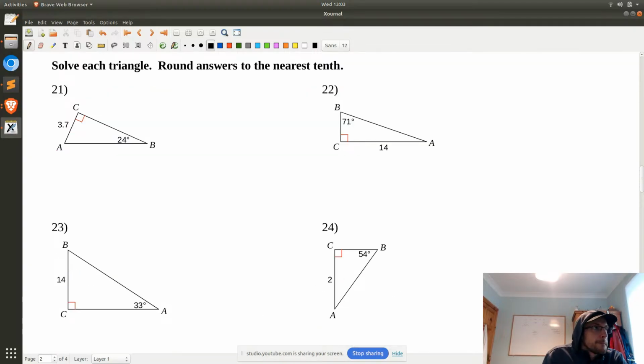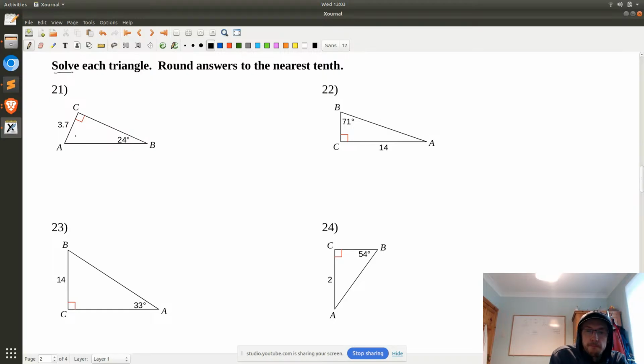Okay, now to solve each triangle. What does that mean, solving a triangle? It means finding all 3 angles and all 3 lengths. And if you want, you can also find the area. That would be quite nice, but they don't ask for that. Solving really does mean just find the lengths and find the angles.